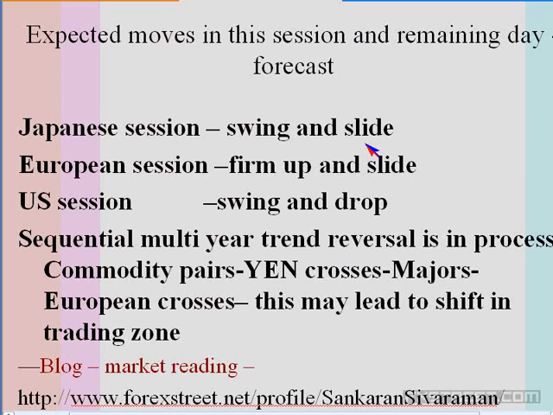In the sequential reversal, you find the commodity pairs reverse first, then the yen crosses, and then they will make very big moves. In the case of majors, you will find about a 200 pip drop and a 200 pip rise in a single day. That sort of moves they will try to make, and probably even GBP could make a very big move of 250 pips on the downside and 250 pips on the upside on a single day. That sort of moves could be seen. They could do it very aggressively in order to change the trend.